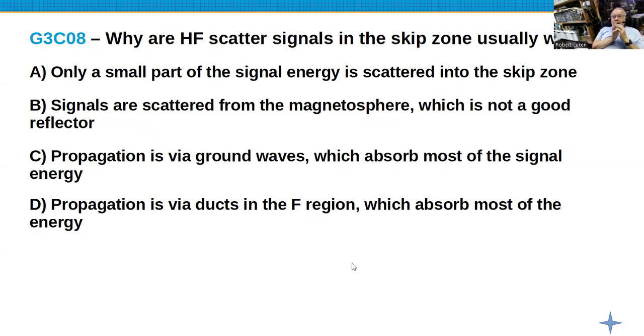Why are HF scatter signals in the skip zone usually weak? Alpha. Yes, alpha. Had to go through all of those. Yeah, me too. And you guys read so much faster than I do. Yeah, just remember on the exam, take your time. There's no time limit.